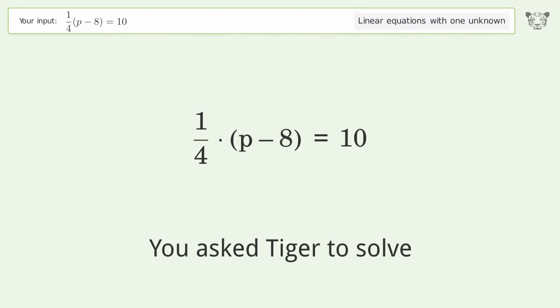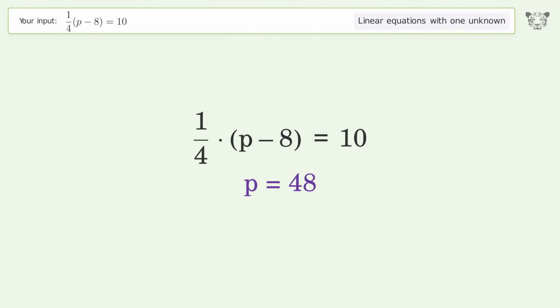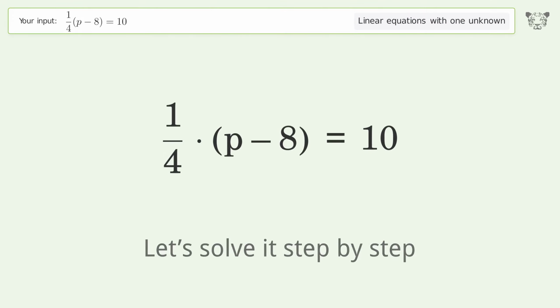You ask Tiger to solve this. This deals with linear equations with one unknown. The final result is p equals 48. Let's solve it step by step.